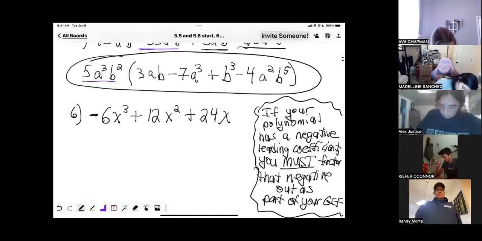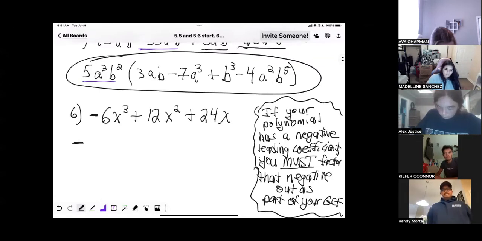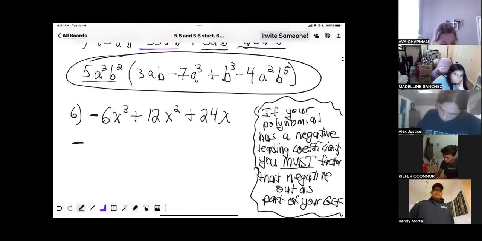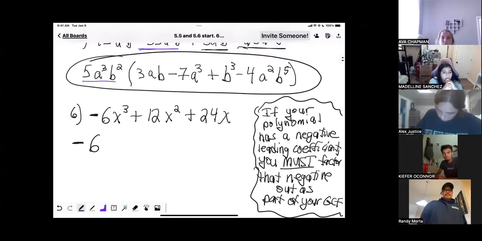So first thing I know, since the negative's here, I got to factor out negative. That has to be part of my greatest common factor. Then I'm going to look at my coefficients. I have 6, 12, and 24. What's the biggest number I can divide all of them by? 6. Then I look at my x's and the exponents. I have an exponent of 3, 2, and 1. What's the smallest one? x. Parentheses.